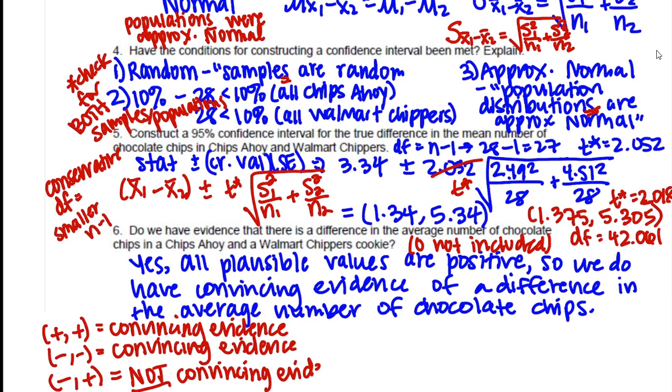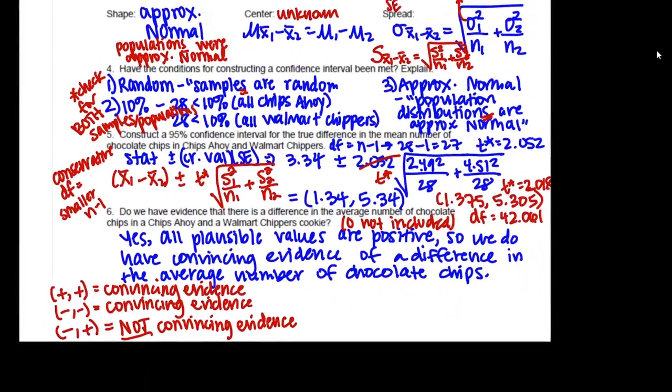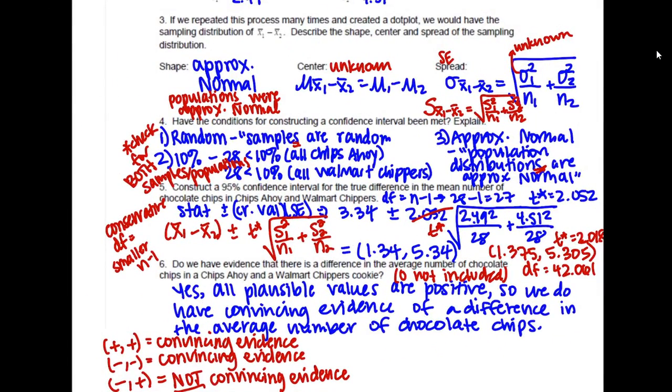Because what I'm showing is that it's plausible there's no difference, because the interval zeroes in there. Also, I don't have a clear sign of which direction has more weight, because it goes from negative to positive. So it could be that Chippers are more, or it could be that Chips Ahoy is more, and the interval does not indicate a clear direction. So that's just a quick reminder about that.